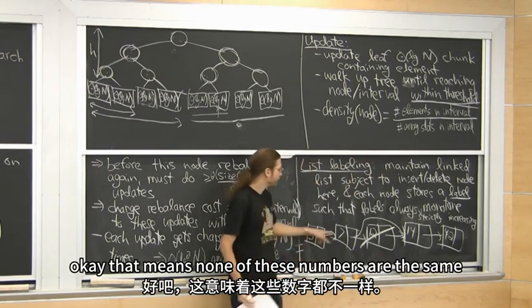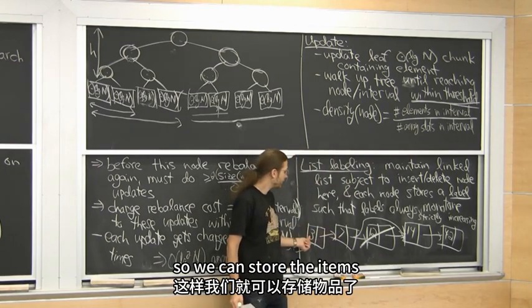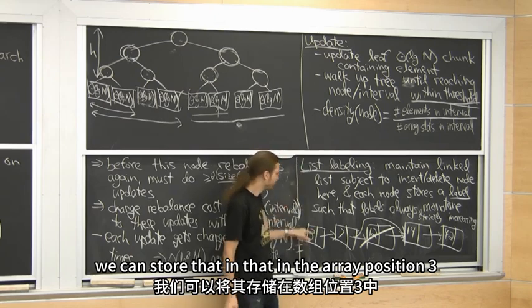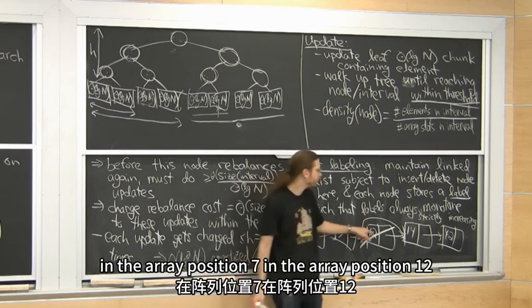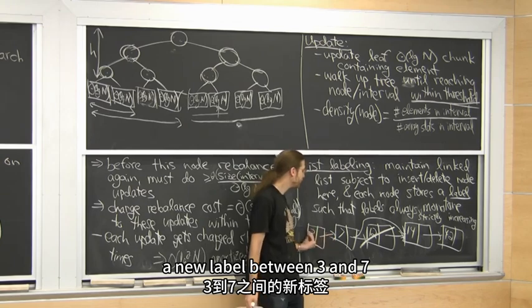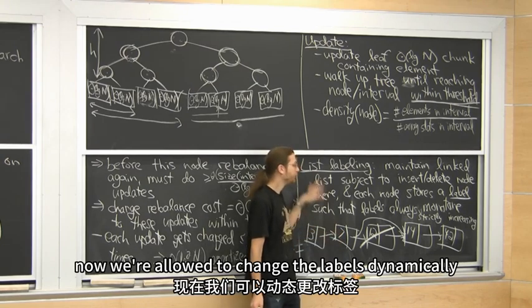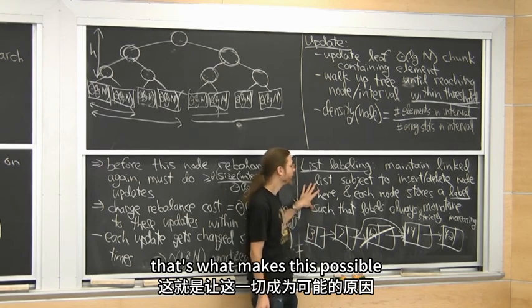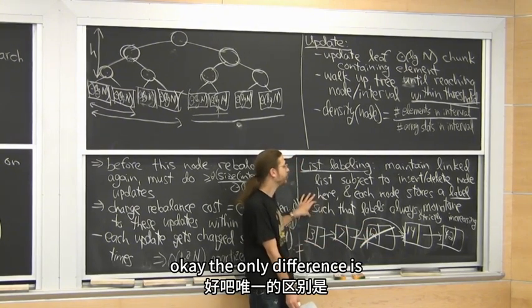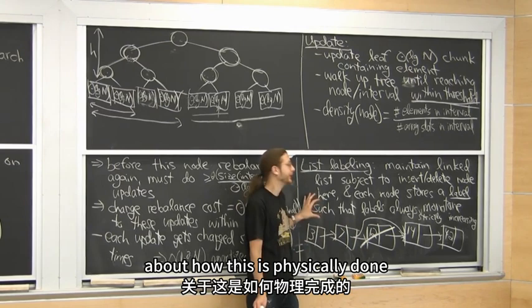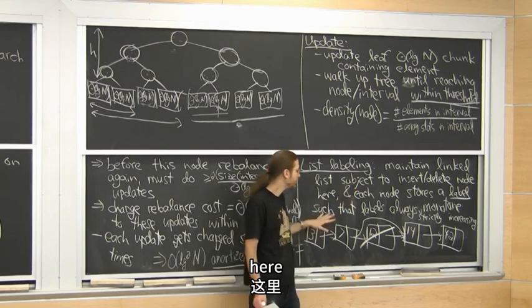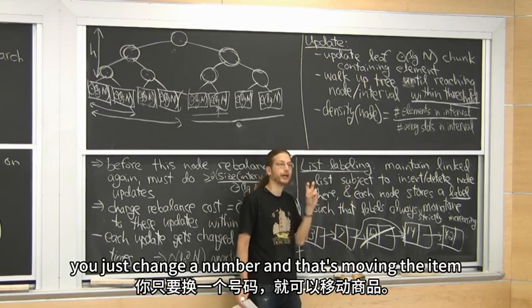That means none of these numbers are the same, so we can store whatever data is associated with this node in array position 3, in array position 7, in array position 12. When we insert, we have to find a new label between 3 and 7. Now we're allowed to change the labels dynamically, that's what makes this possible, which corresponds to moving items in the array. The only difference is about how this is physically done. With ordered file, you have to physically move items in the array. Here, you just change a number, and that's moving the item.